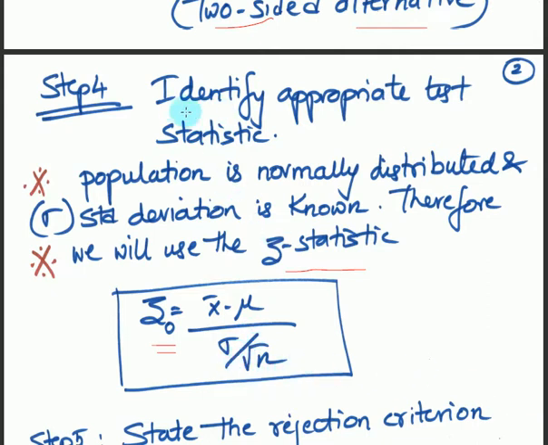So that is step 4, where we are simply identifying. We won't compute it yet. Computation comes in step number 6. First we want to identify what the appropriate test statistic is for the specific hypothesis.